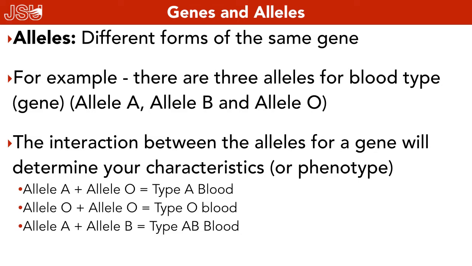I have a gene for blood type, and people with type AB blood also have a gene for blood type. But the version of the gene that I have, and some other people in here who have type O have, is completely different than your allele combination if you have type AB blood. Does that make sense? Okay.